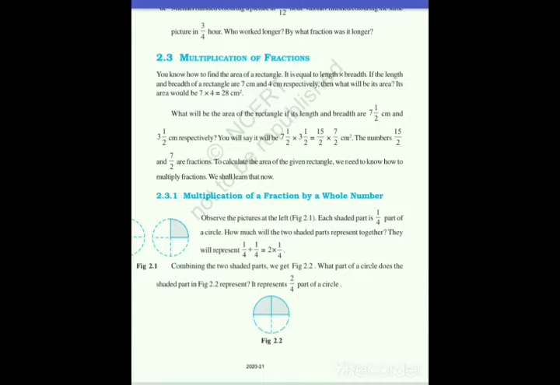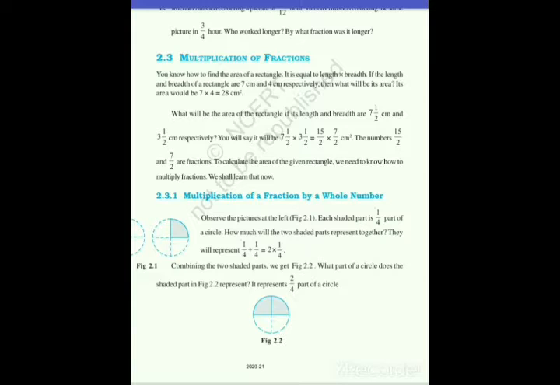Here our topic is multiplication of fractions. Here you can see 7 1 by 2 multiplied by 3 1 by 2. First of all, we convert the mixed fraction into an improper fraction. So we know that 7 twos are 14, 14 plus 1 is equal to 15. So here our first fraction becomes 15 by 2.